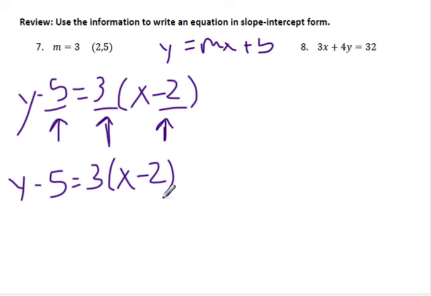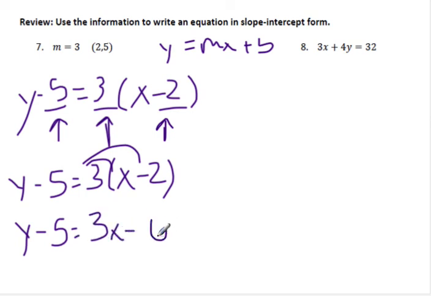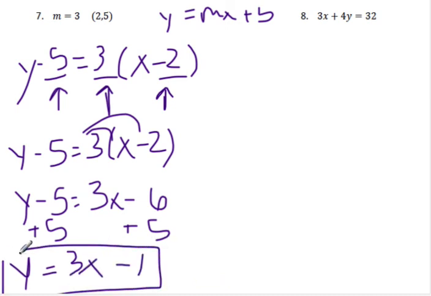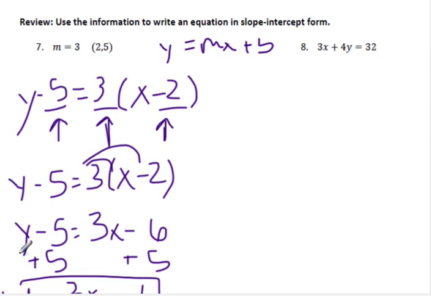So now I need to solve this for y. The first thing I'm going to do is distribute the 3. 3 times x is 3x. 3 times negative 2 is negative 6. The next thing I'm going to do is add 5 to both sides, and then I end up getting y is equal to 3x minus 1. So that right there is your final answer for number 7.